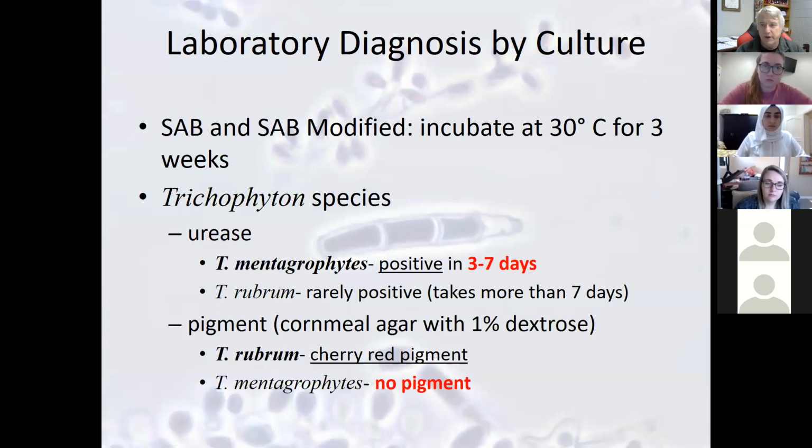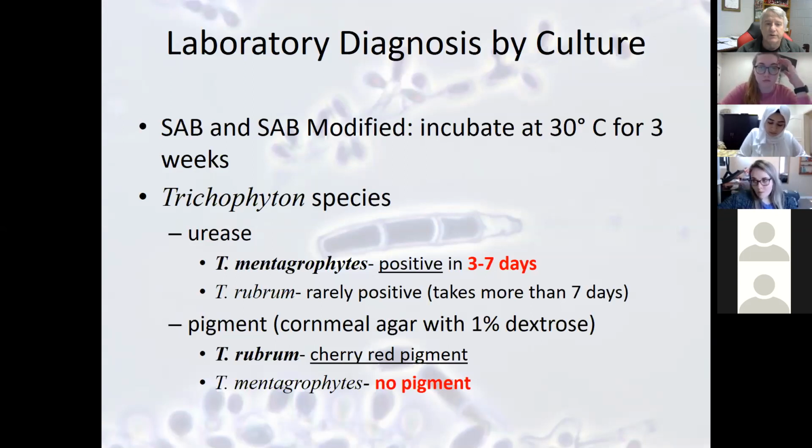So again, laboratory diagnosis by culture: Sabouraud agar, Sabouraud modified, incubate at 30 degrees for 3 weeks. Okay, so we've left, I think, we're starting the third week of growth. That's why we're going to be at the end of our third week.